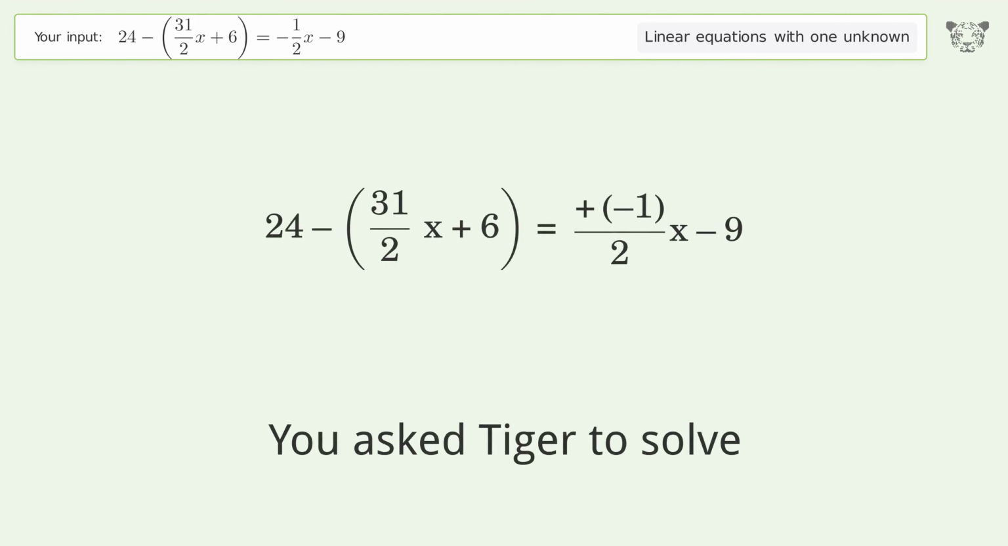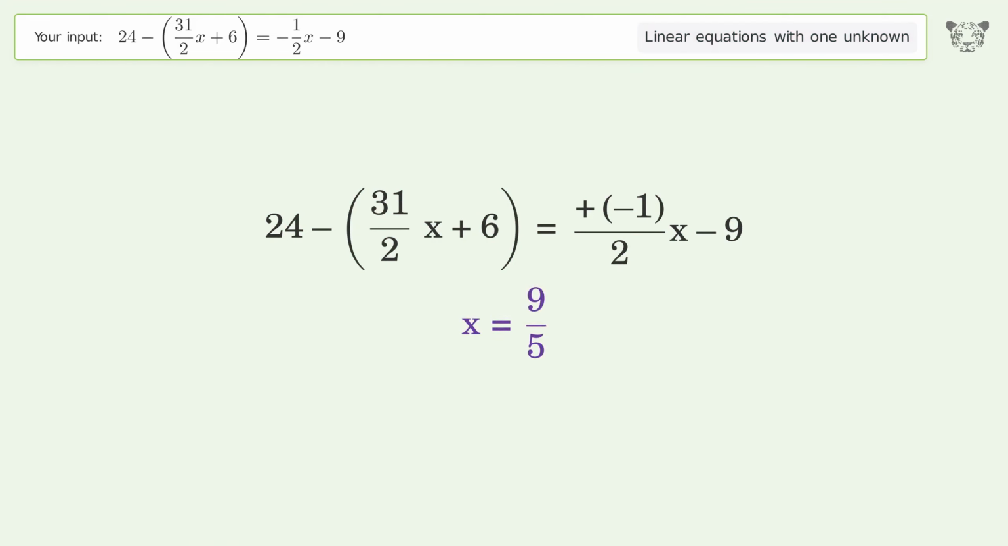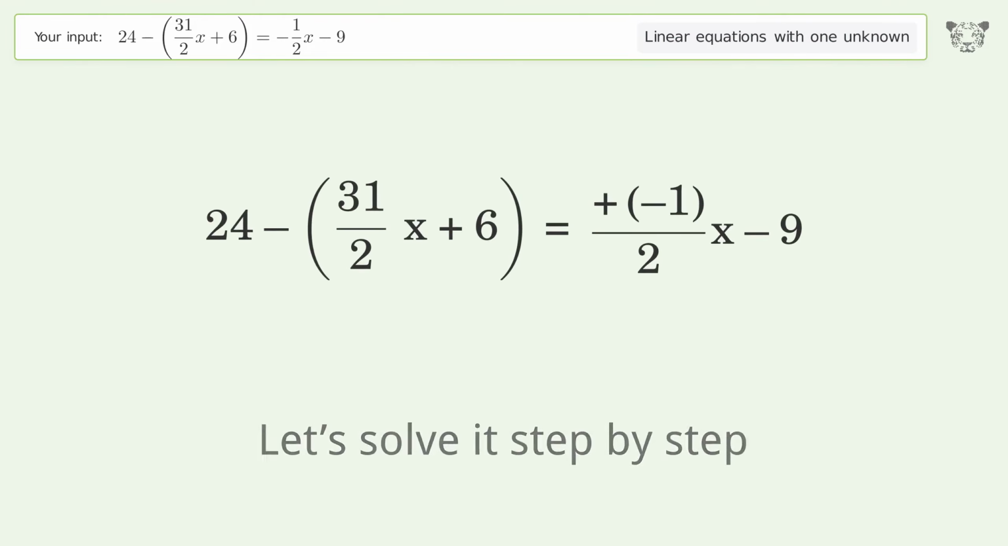You ask Tiger to solve. This deals with linear equations with one unknown. The final result is x equals 9 over 5. Let's solve it step by step.